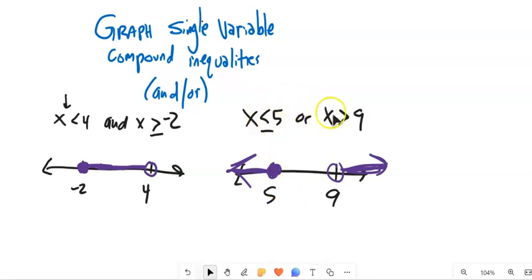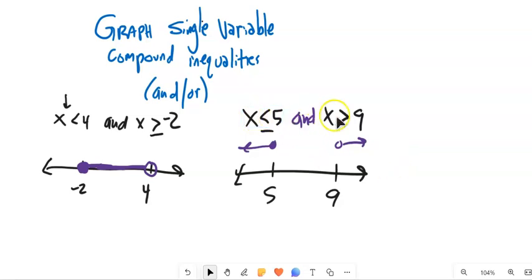So like if I think about this one again, and instead of an or, let's say that had an and in here. So just say and. X is less than or equal to -5, which looks like this, and x is greater than 9. There's no number that does both of these at the same time. So this and statement, there's no overlap. We say there's no solution. And the graph is just the number line without anything highlighted on it.